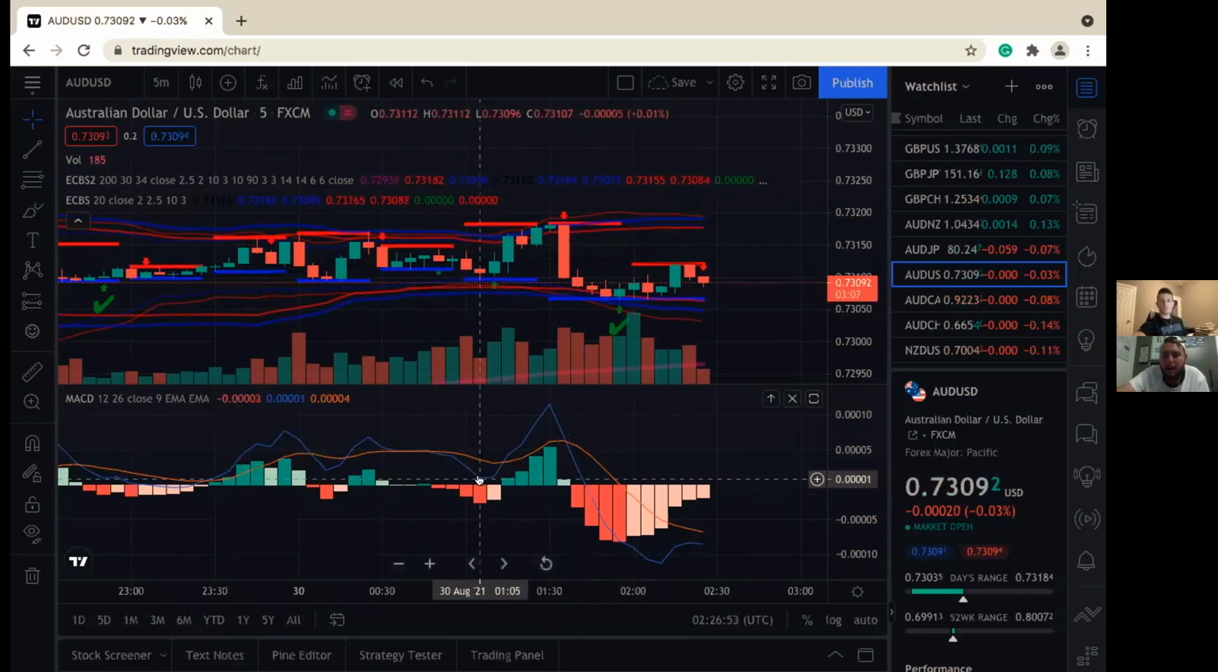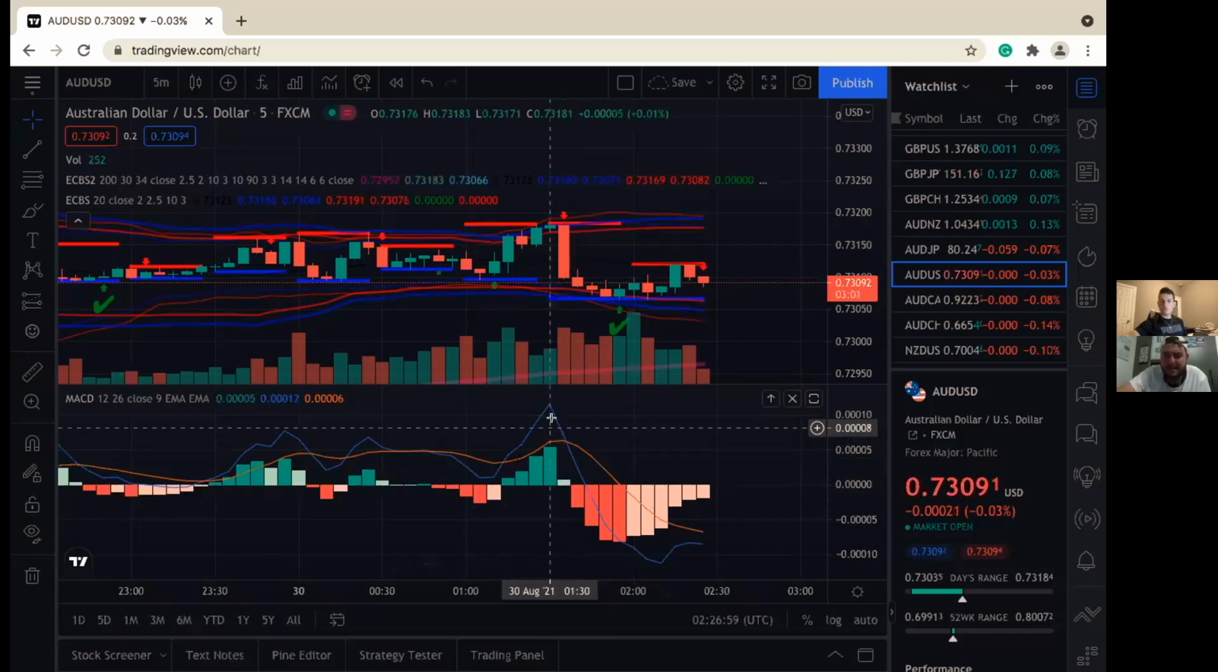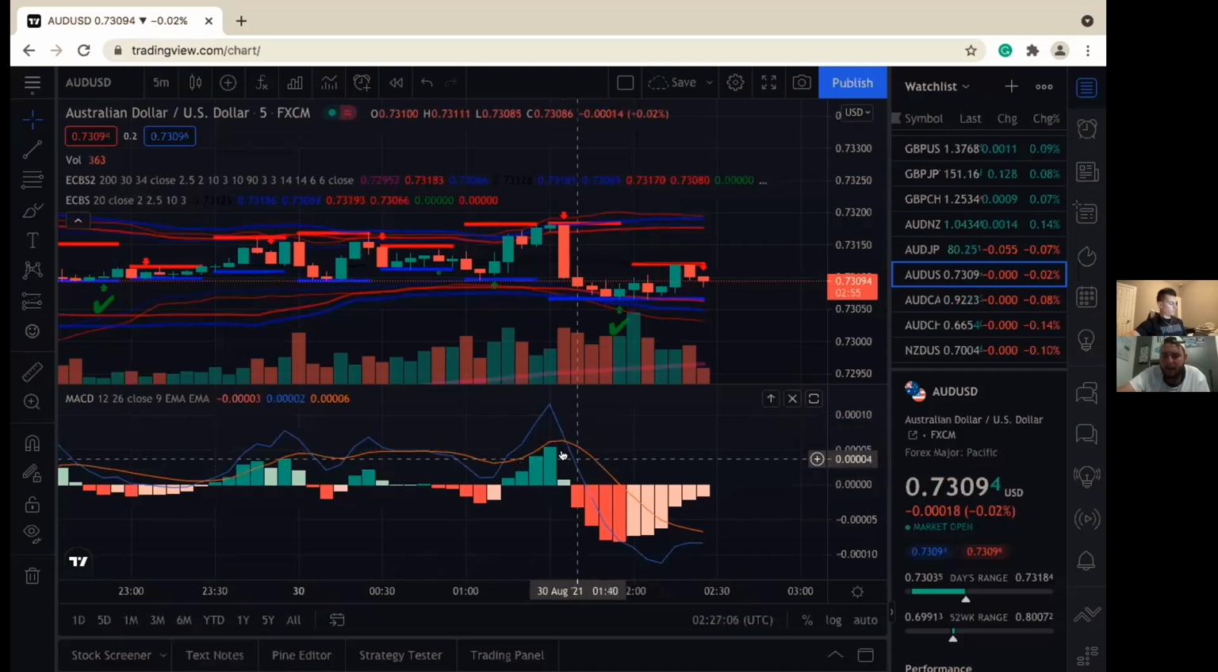We are always looking for the blue line. What is the blue line doing? As you can see here, the blue line is crossing down. This is a cross down. Whenever it crosses down, look at the candle. Look at the size of this candle. This is pretty much 100 points in profit.